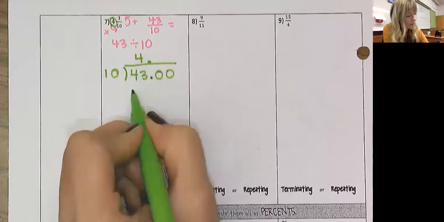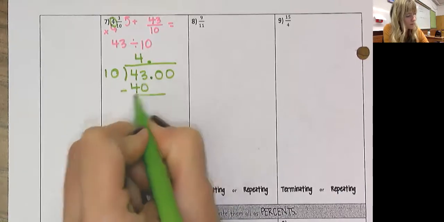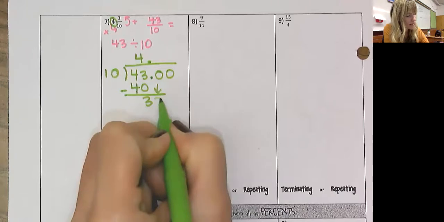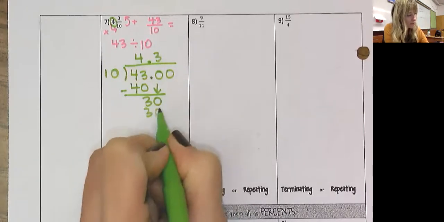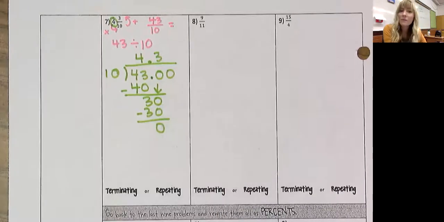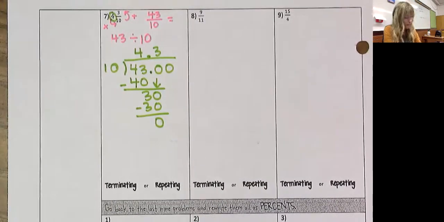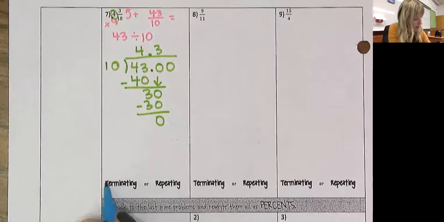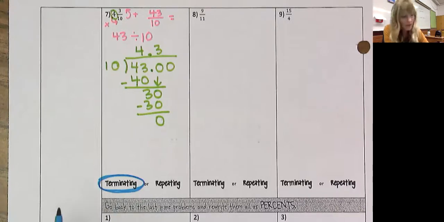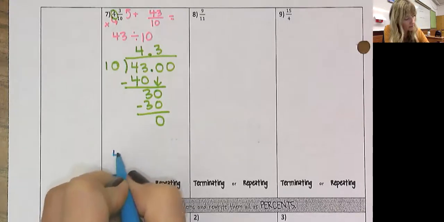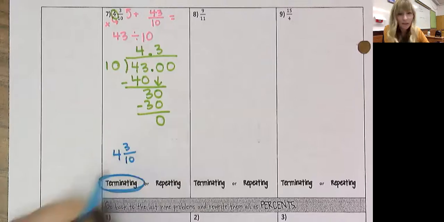Okay, so 4 times 10 is 40. Subtract, bring down. 10 goes into 33 times. 3 times 10 is 30. Subtract, that's a remainder of 0. Remember, that automatically means I'm dealing with a terminating decimal. Now let's go back up and tell ourselves, here was my original fraction, written as a mixed number.